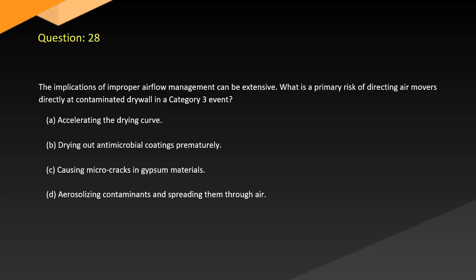Question 28. The implications of improper airflow management can be extensive. What is a primary risk of directing air movers directly at contaminated drywall in a Category 3 event? A. Accelerating the drying curve. B. Drying out antimicrobial coatings prematurely. C. Causing micro cracks in gypsum materials. D. Aerosolizing contaminants and spreading them through air.